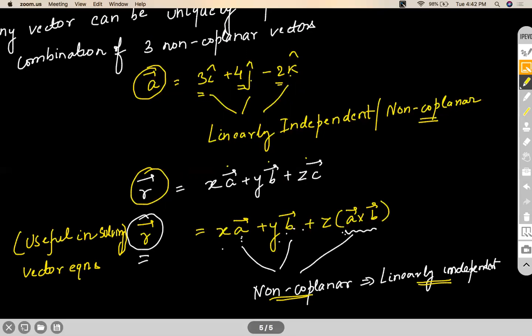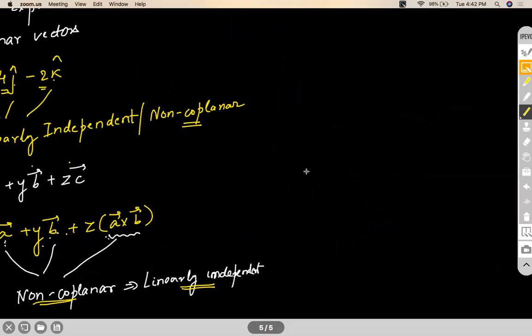Is it clear? Now, how do I justify this? Very simple. Let us say I have vector A, and I have vector B. Let's say I take the direction of vector B like this, and I have a vector C like this. Let's say A and B are on the same plane and C is not in the same plane.